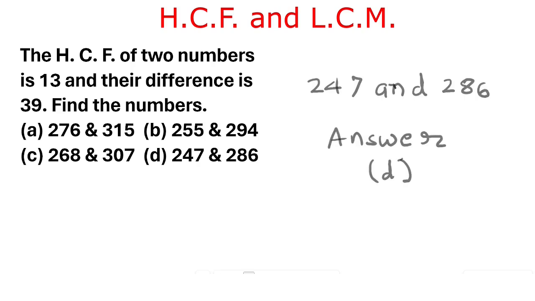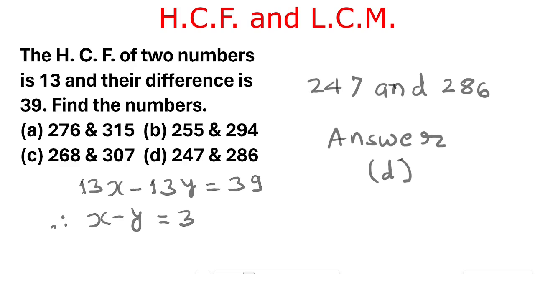The usual method of solving such type of question is, the first number will be 13x and the other number will be 13y, and their difference is 39. Therefore, x minus y equal to 3, and we can put the value of x equal to 4 and y equal to 1, x equal to 5, y equal to 2, x equal to 6, y equal to 3, and multiplied by 13, and we will find the lot many numbers which will satisfy this condition.